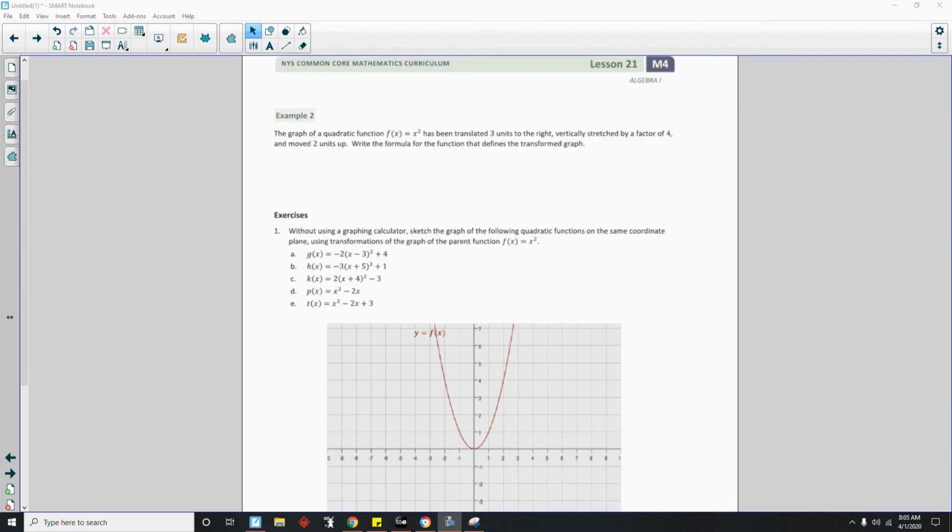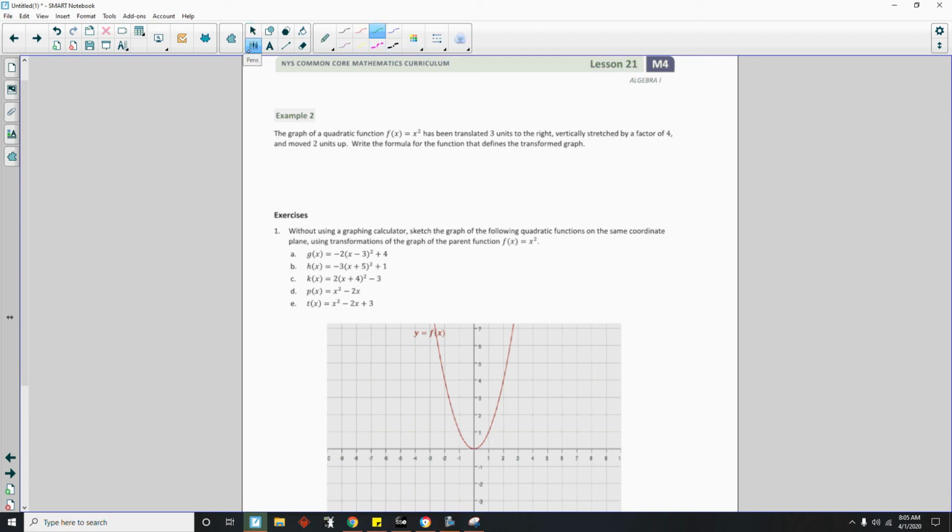Okay, page 2 brings us to example 2. The graph of a quadratic function f of x equals x squared has been translated 3 units to the right, vertically stretched by a factor of 4, and moved 2 units up. Write this formula for the function that defines the transformed graph.